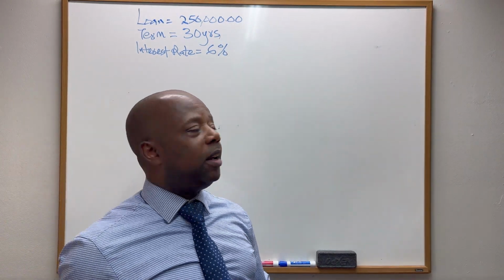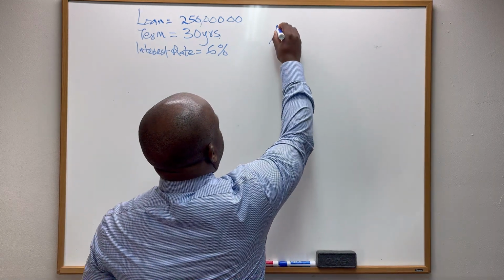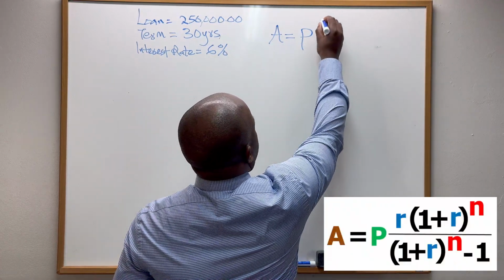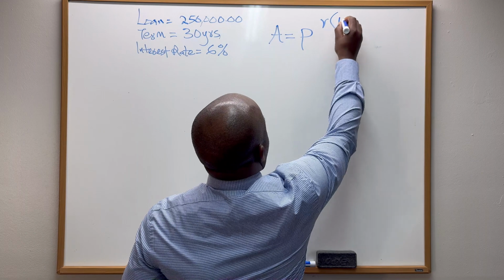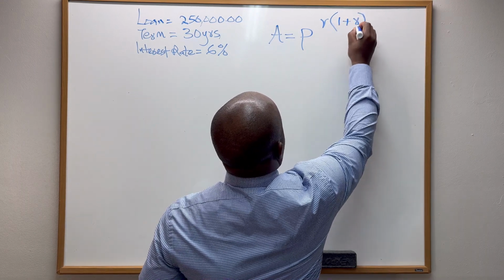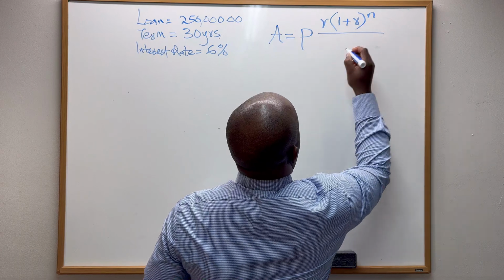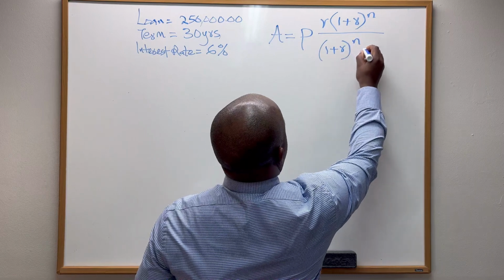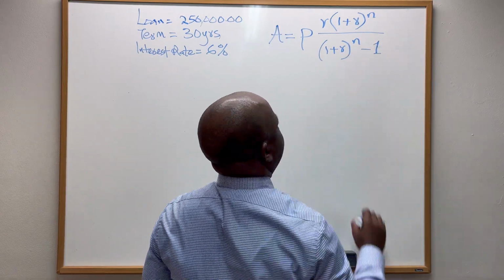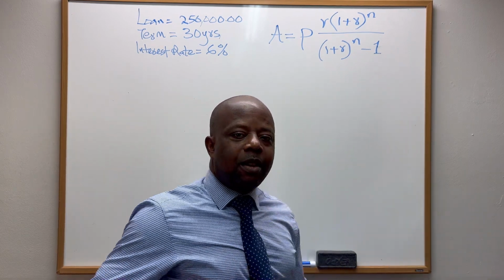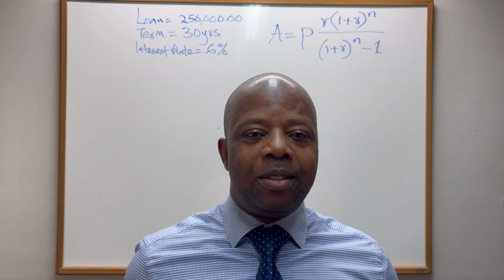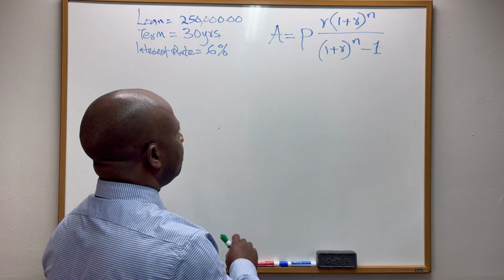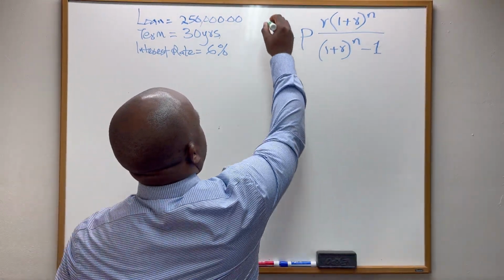Our mathematical formula is payment equals principal times rate times 1 plus rate raised to power n, divided by 1 plus rate raised to power n minus 1. We are going to see how simple this calculation is. So this is our formula.